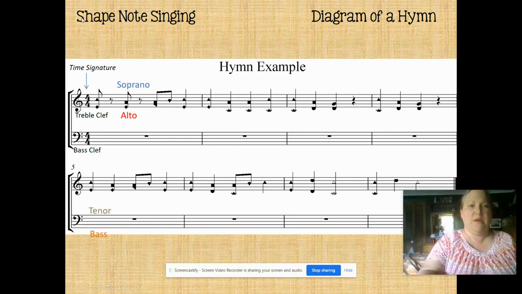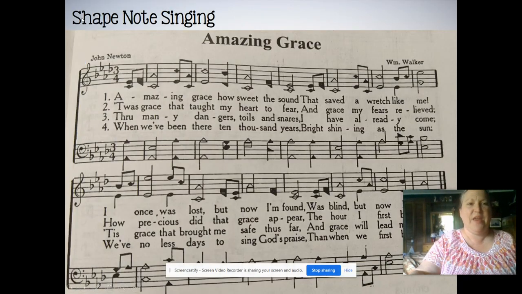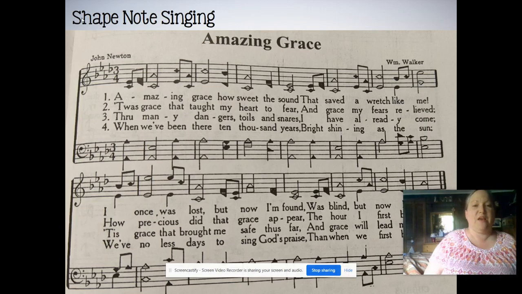All right. PowerPoint is stuck. So here is a picture of an actual hymn called Amazing Grace. It's one of the most famous hymns.